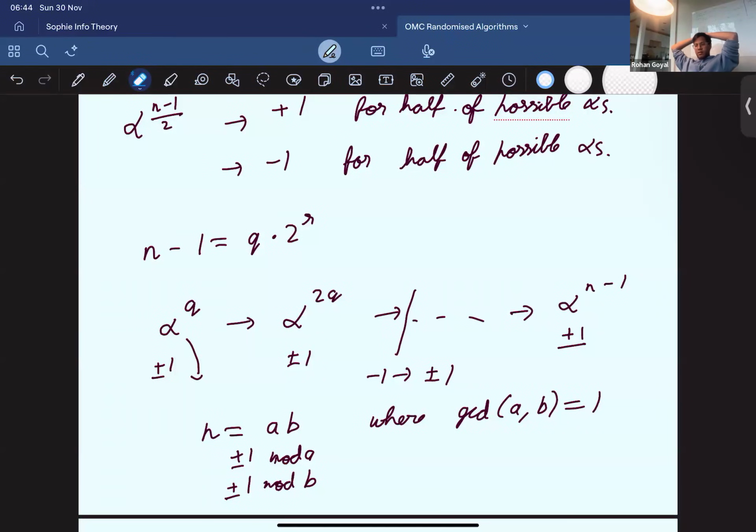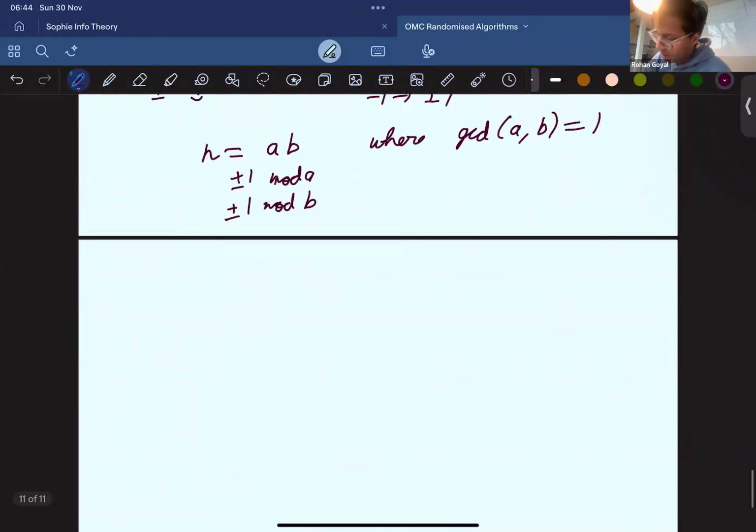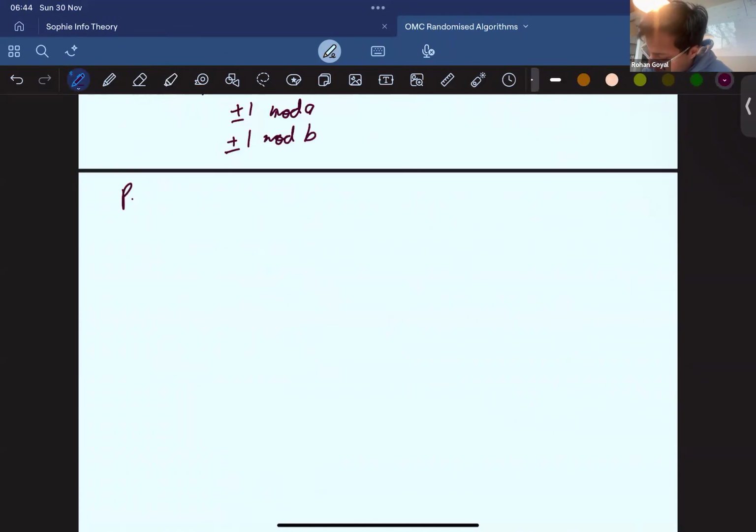Okay, so we have about 10 minutes more. So what is the best thing to do? I'll tell you what polynomial identity testing is, and I'll probably not be able to get into applications. This is very easy. This is a very easy application.